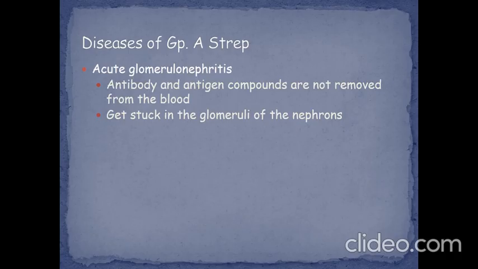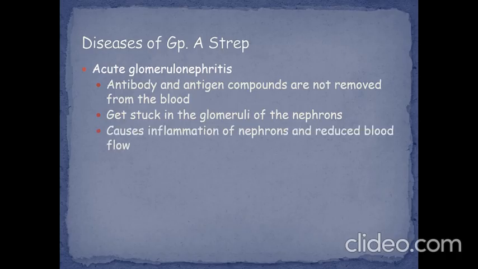And so they get stuck in these nephrons, and when they do this, it causes an inflammation of the nephrons, and you get reduced blood flow, and then that just continues and continues, and you have less and less blood flow. What happens in this case is you'll get hypertension and low urine output. Really bad thing, it can lead to destruction of the kidneys.